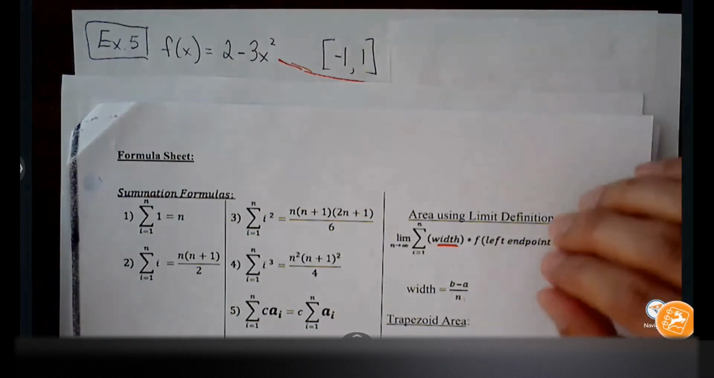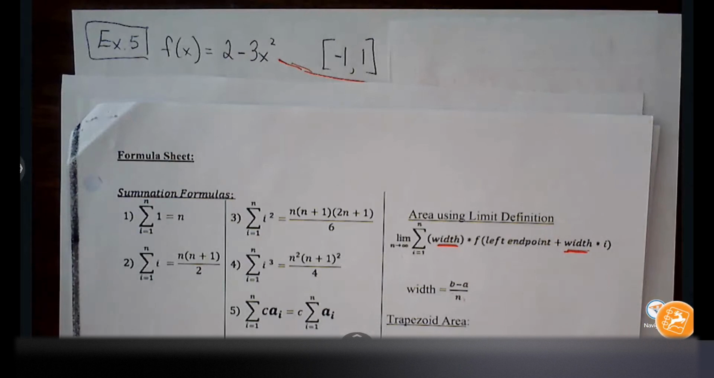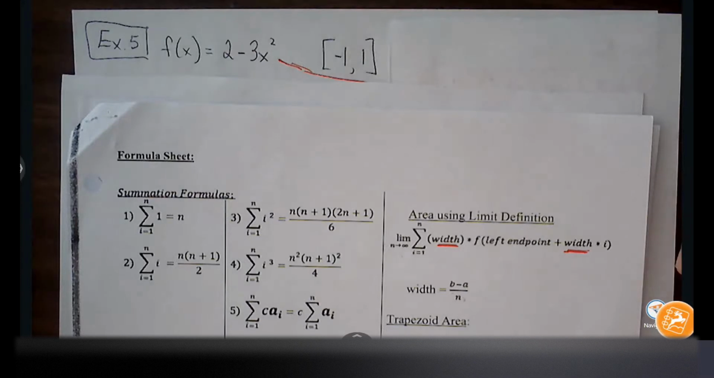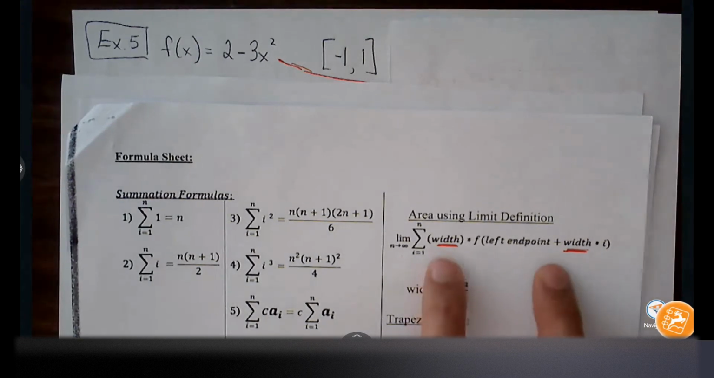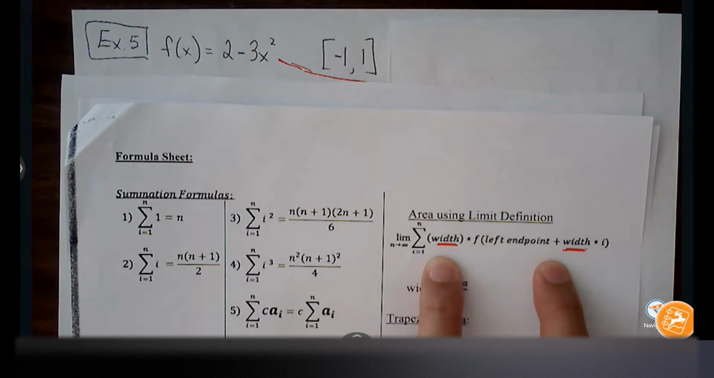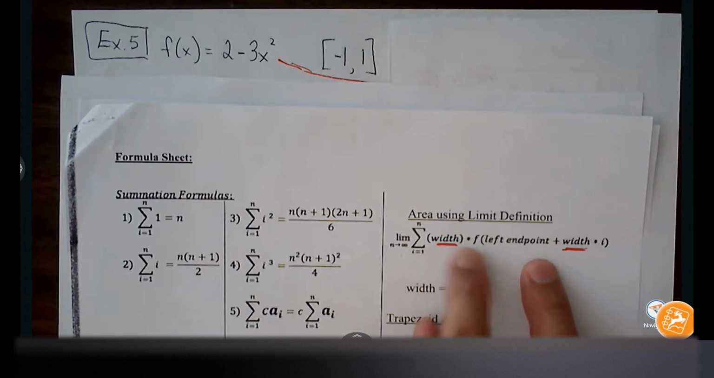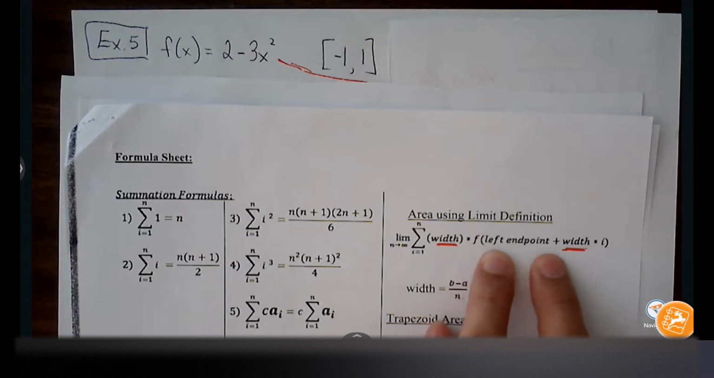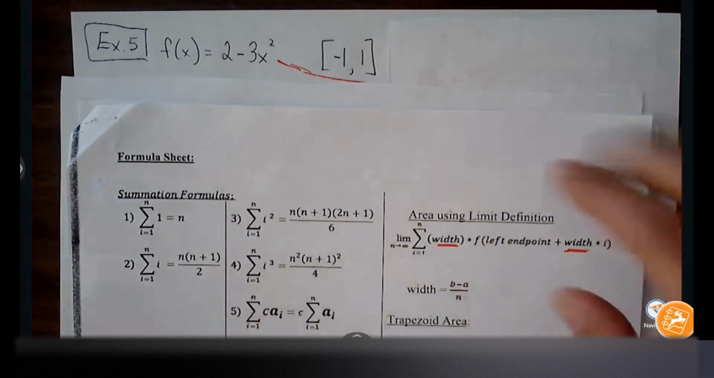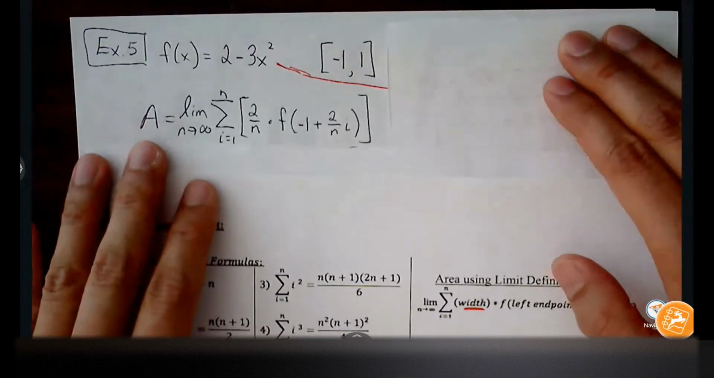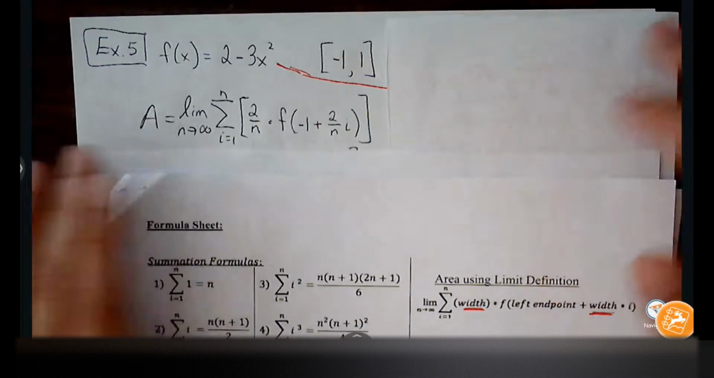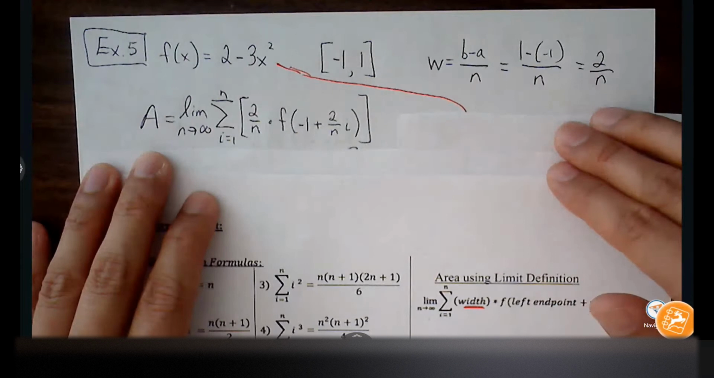All right, Nolan, how did you start this? Well, with the width, I just added 1 minus -1 over n. It's 2 over n. Okay. What does your area formula look like? Area formula would be 2 over n times f of -1. Good. Plus 2 over n i. Good. All right. That's what I had too. All right, what's next?